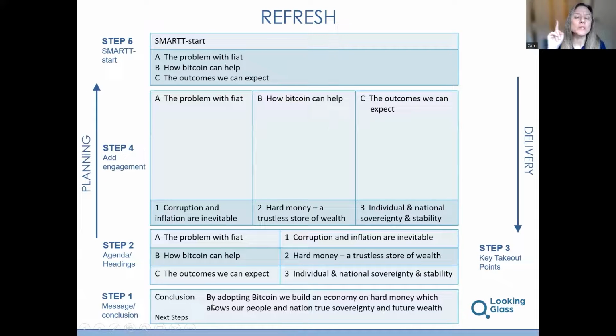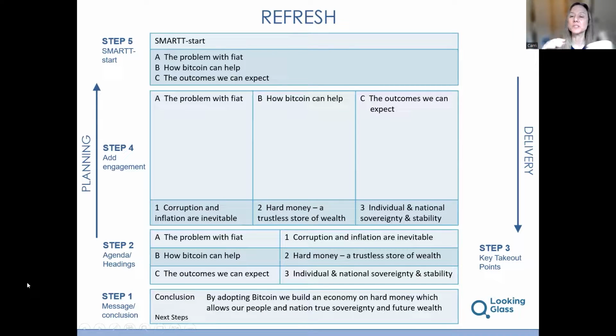So if you remember last time, we started by actually doing our audience research before we even put pen to paper. Then we started the planner, and we started first of all with the conclusion. We start with the end in mind, the one sentence message, which involves the action plus the benefit to create the conclusion. And we came up with one: by adopting Bitcoin, we'll build an economy on hard money, which allows our people and nation true sovereignty and future wealth.